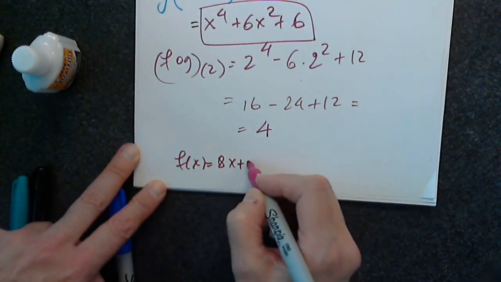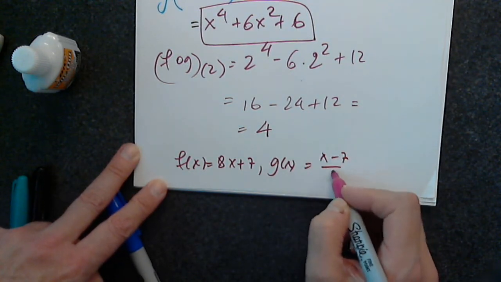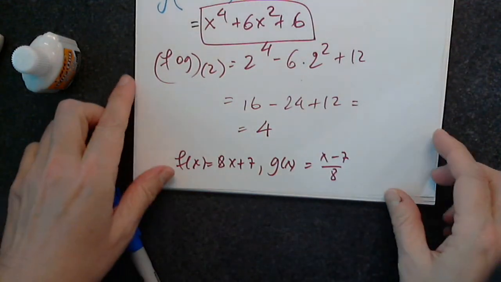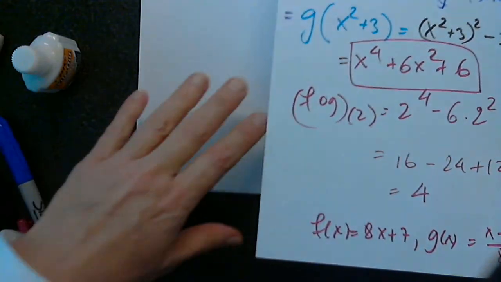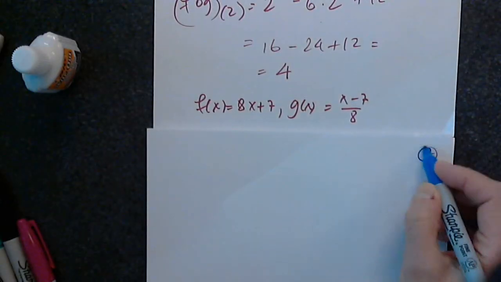So we have f of x equals 8x plus 7, and we have g of x equals x minus 7 over 8. So we're asked to find whether these two functions are inverses of each other. So what do I have to determine? And what should the answer be in case they are inverses of each other?